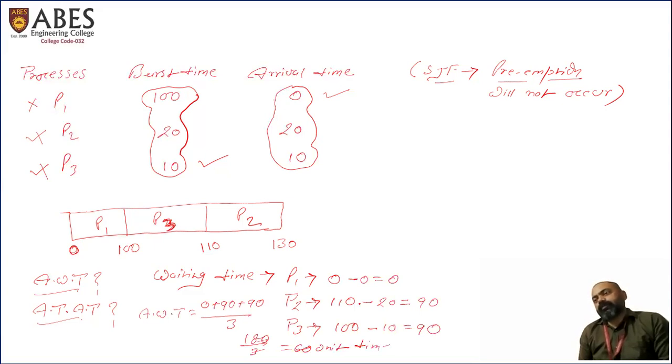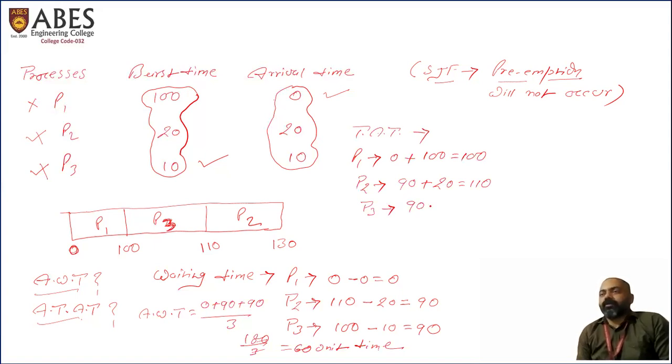If we talk about TAT, as we calculated in the previous example, TAT for P1 will be waiting time of P1, which is 0, plus burst time of P1, which is 100. So this will be 100. For P2, TAT will be waiting time of P2, 90, plus burst time of P2, 20. This will be 110. And for P3, this will be 90, which is waiting time for P3, plus burst time of P3, which is 10. So this will be 100.